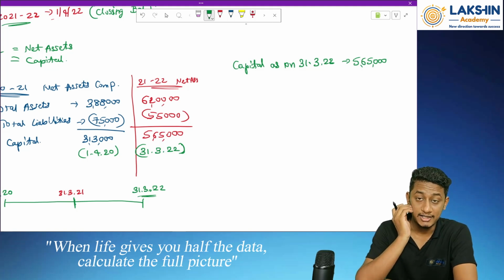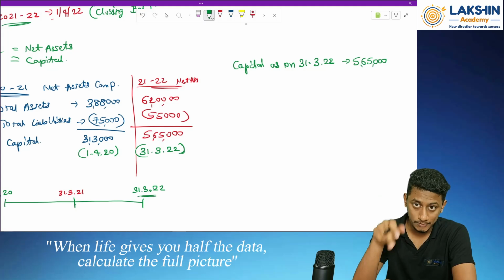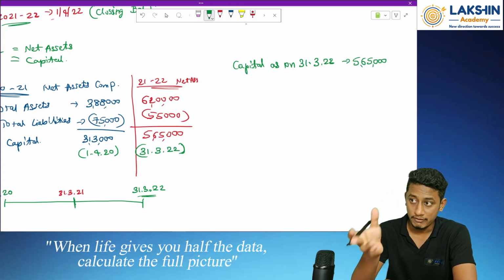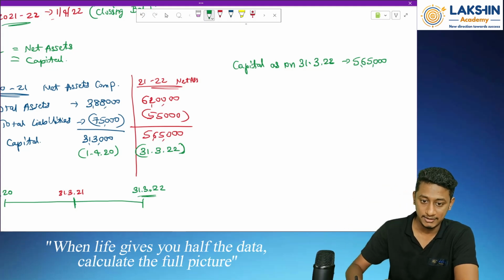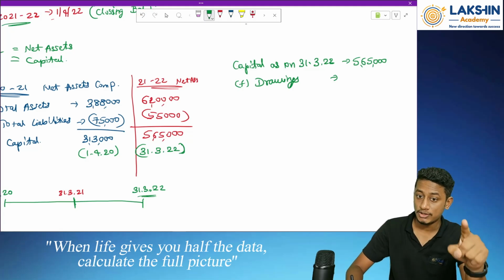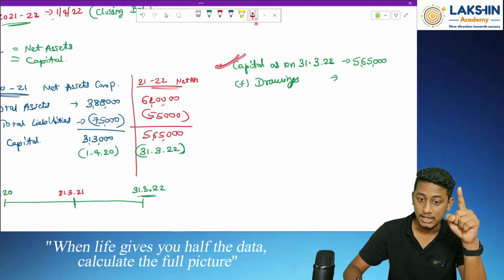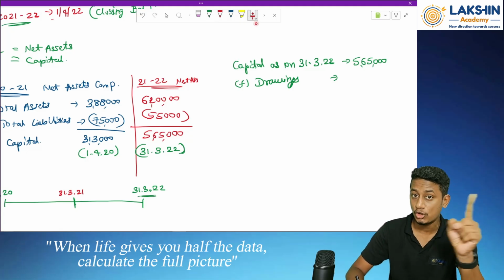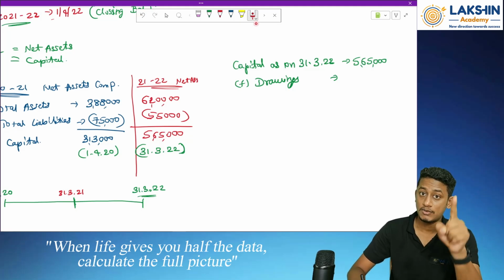Then after this, drawings were deducted, right? So I am coming from reverse now, from down to up. Whatever drawings were withdrawn, I will add back the drawings. I am adding back the drawings only because I am starting with the closing capital, not the opening value. If I would have started from the opening value, I would have deducted the drawings from the main figure.